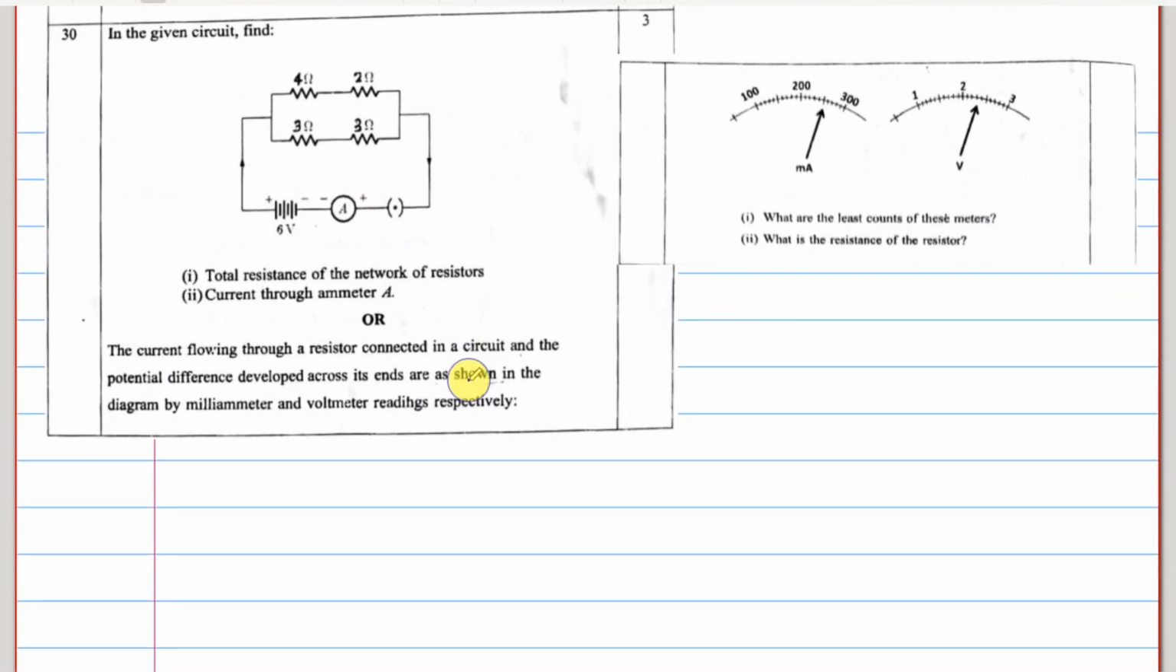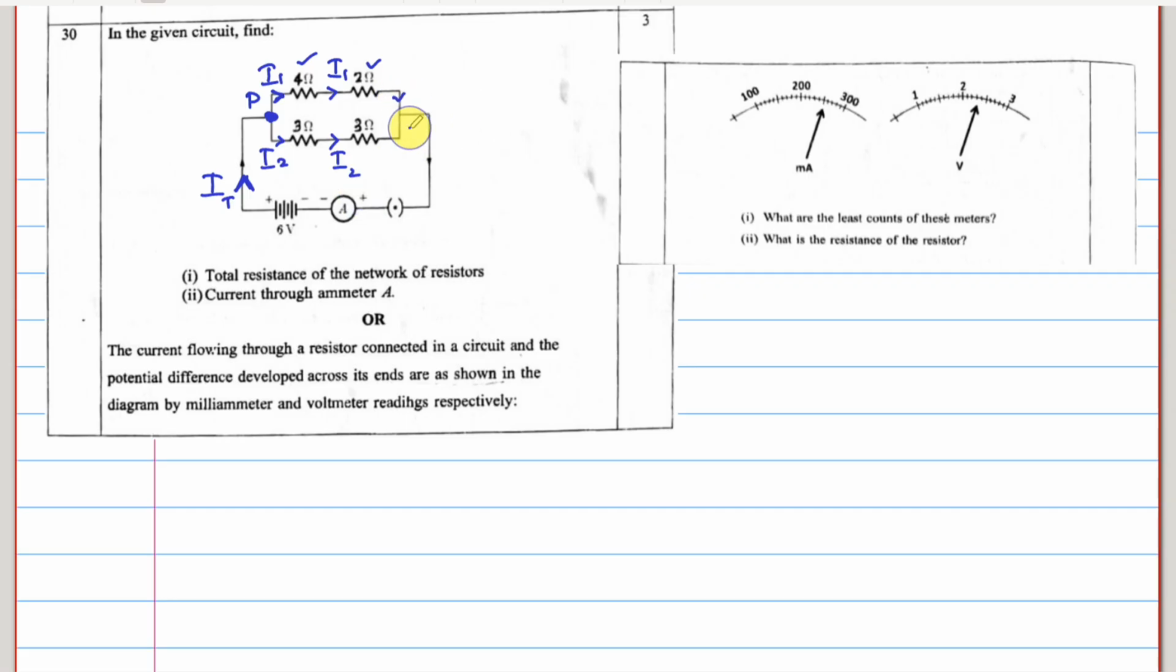Okay, 30th question. In the given circuit, find the total resistance of the network of resistors. So when we look at the given circuit, we'll try to follow the current. So a current is being generated within the circuit. This current, when it reaches this point, it gets divided into 2 branches, right? So at this point, parallel connection starts. And then we have 2 currents, I1 and I2. Let us call the main current IT. IT is getting divided into I1 and I2. And the same current, I1, is flowing through both the resistances, 4 ohm and 2 ohm. And I2 is flowing through 3 ohm and 3 ohm.